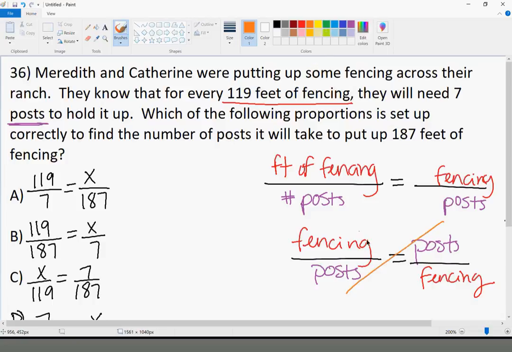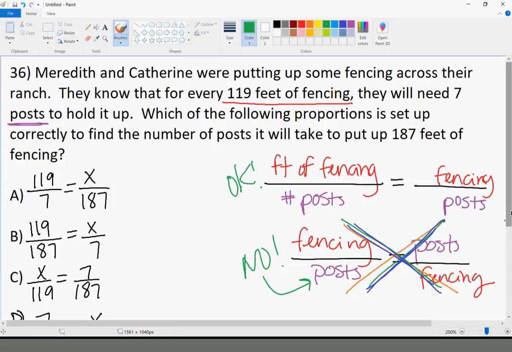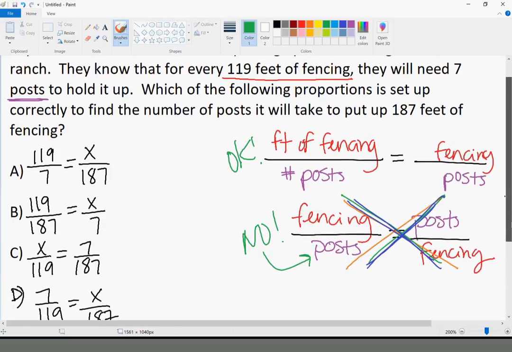This would be wrong. Okay? Wrong, wrong, wrong. Okay? Because the ratios aren't lined up correctly. Alright? So this would be okay. This would be a no. Okay? So as long as they're set up, lined up properly. So let's just look at what we have and see.